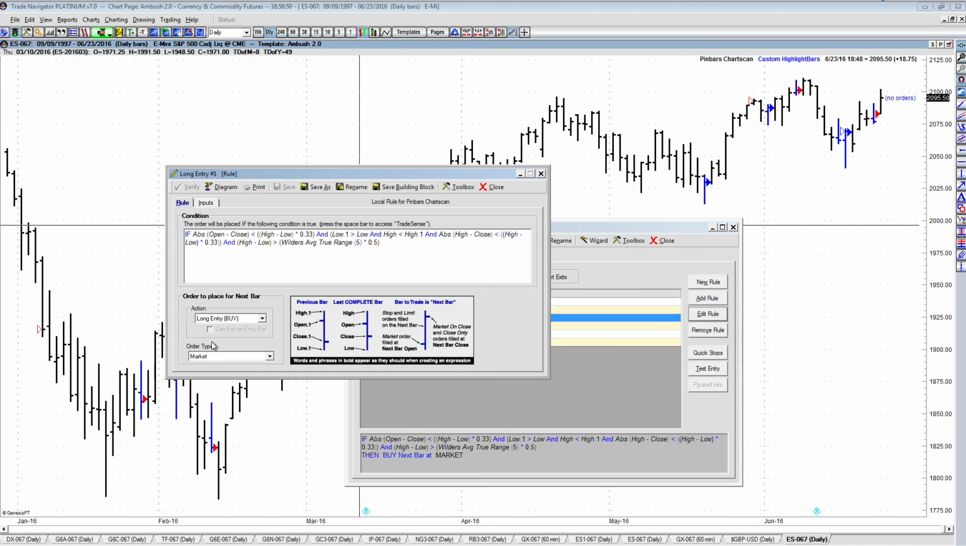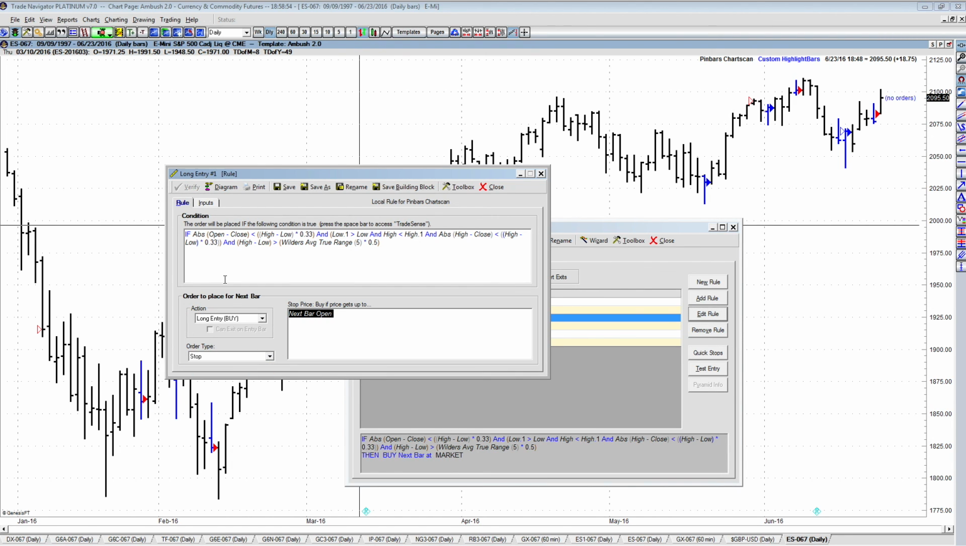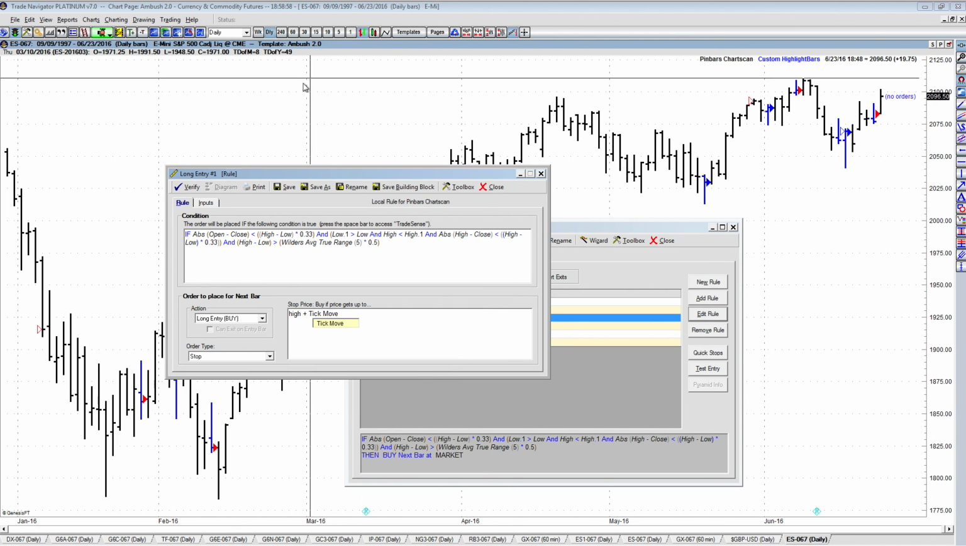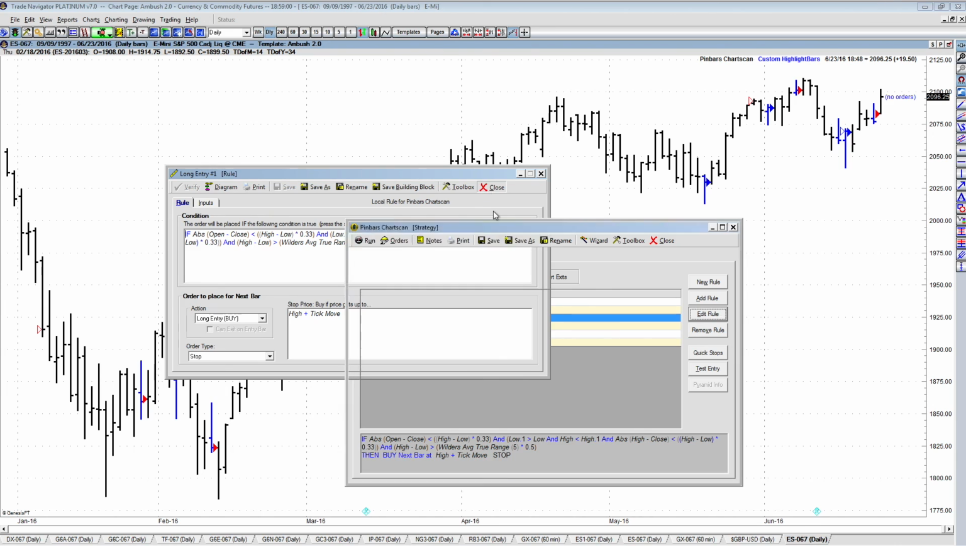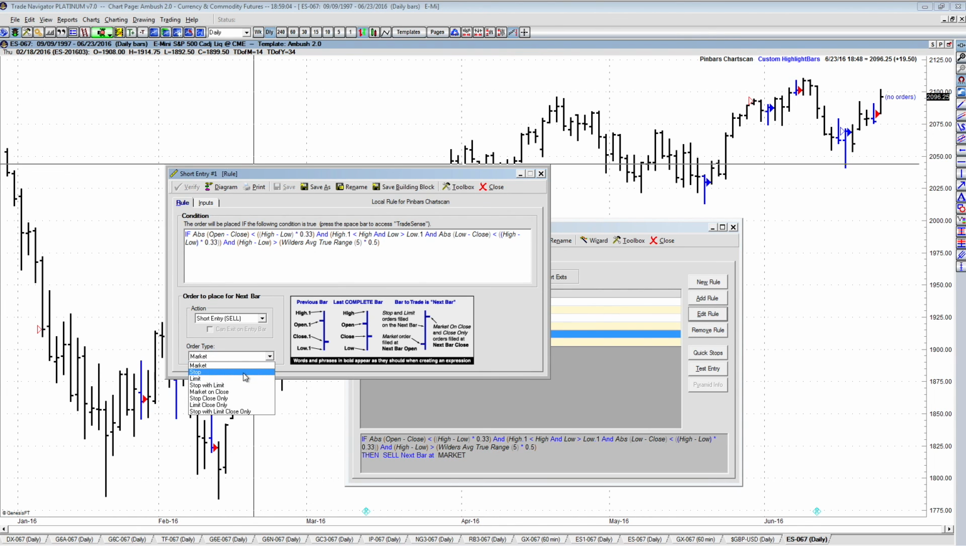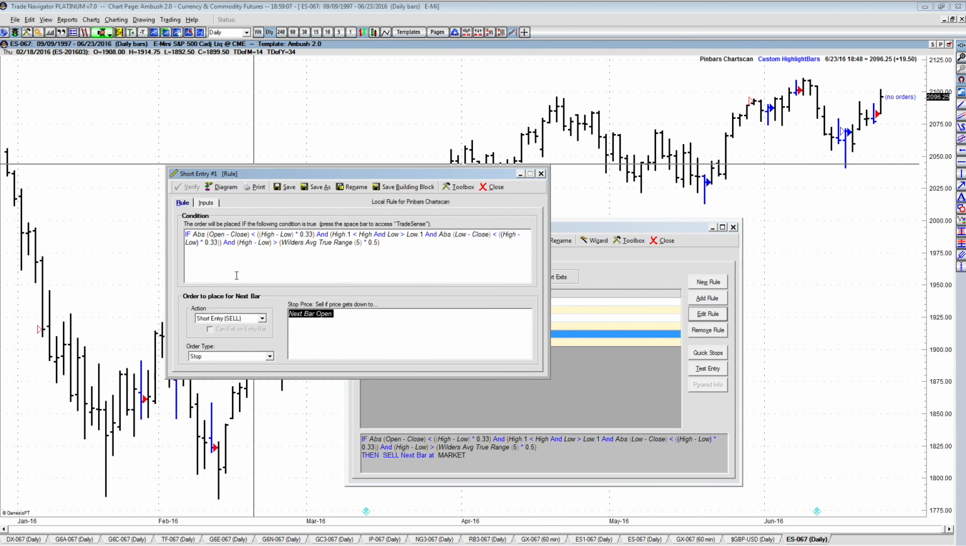So let's modify the entry here and say, okay, instead of going in at the market, we now want to go long at the high plus one tick of the current price bar. And we want to go short stop market at the low.